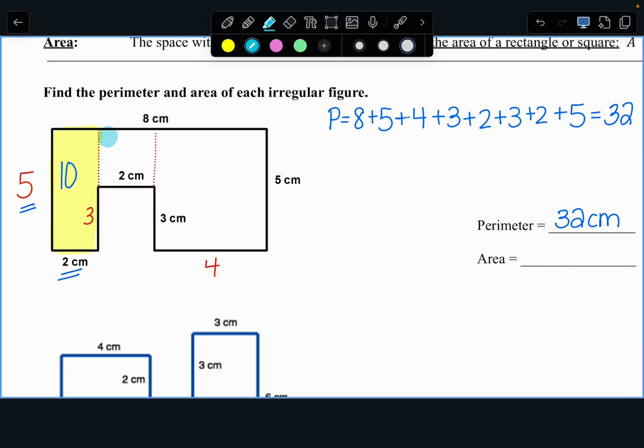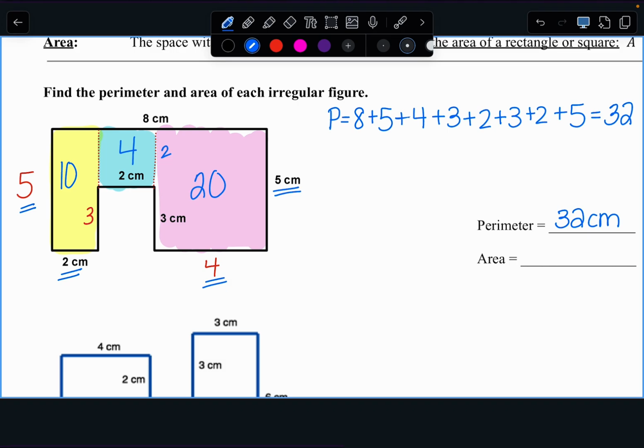Then we can find the area of this segment. Do we know what that section is? 2, 2. Okay, so we know that this is 2 again. 2 times 2 is 4. And then we have to find the area of this section. To find the area of that section, that's 4 times 5, because that's your length times your width, and that is 20.